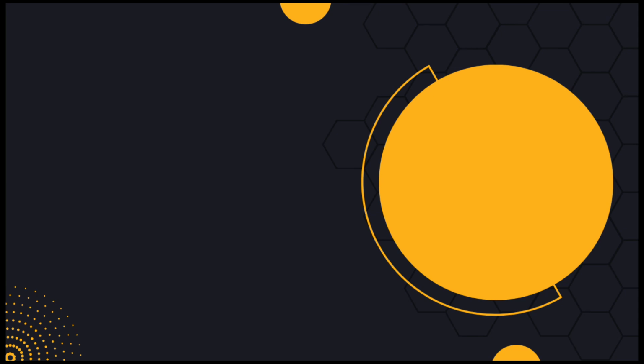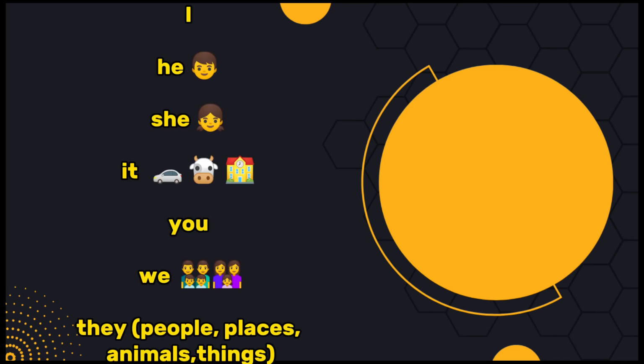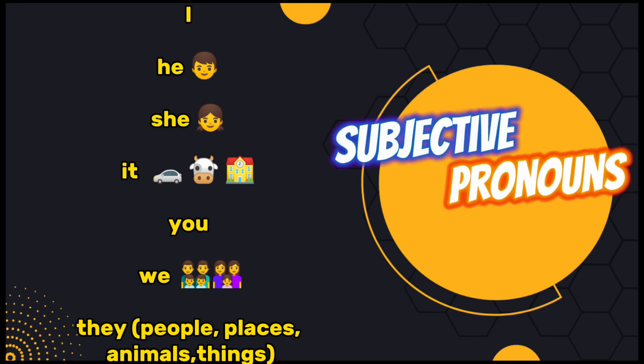We're going to talk about subjective pronouns. So, let's take a look at the words. Here they are, the subjective pronouns. Please take a careful look. They're very important in English. So the first subjective pronoun is I. I means me.